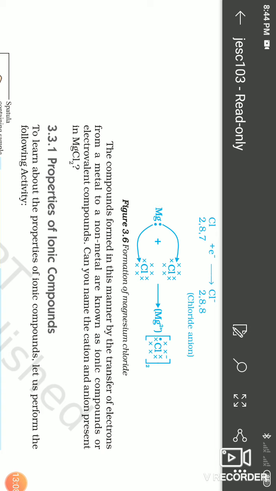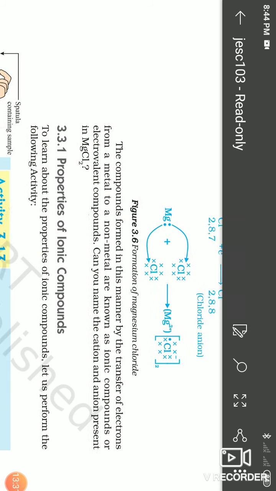It is also called an electrovalent compound. You can clearly see here that it is the ionic compound or electrovalent compound. When the electrovalent compound is asked in an examination, you can write the ionic compound. It is the other name.